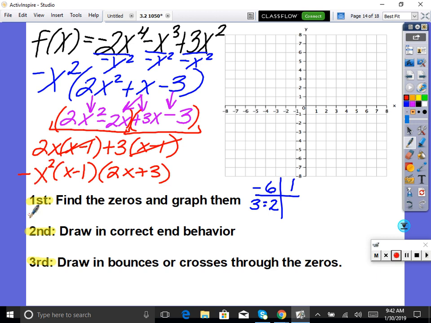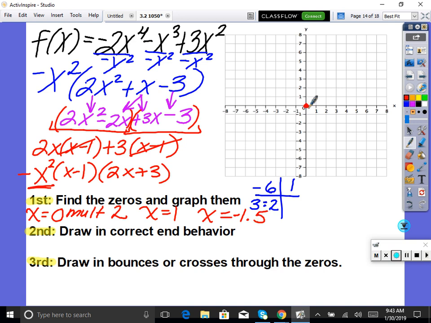So our first step is to now find the zeros. What will my 0 be there? x equals 0 with multiplicity of 2, x equals 1, and x equals negative 3/2, and since I have to plot it, I'm going to do it as a decimal, so negative 1.5. Okay, so first step is to draw in your zeros.